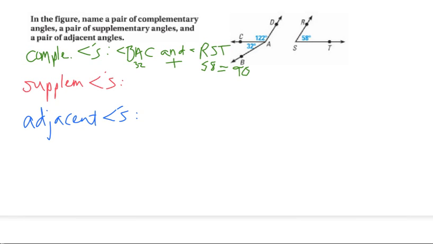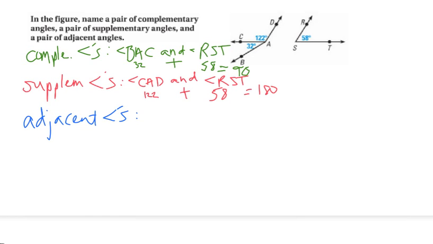So next is supplementary. Supplementary angles have to add up to 180 degrees. So we can't use just the 58 and the 32. We're going to have to use 122 with one of those two angles. So 122 plus 32 is only 154 degrees. So we'd have to use the 122 and 58 degrees. Those two angles would then give us a supplementary pair. And you can see that 122 plus 58 does equal 180. So our supplementary pair will be angle CAD and angle RST.